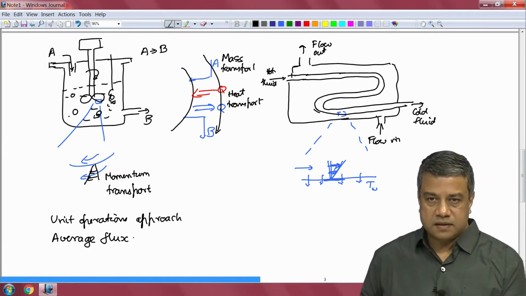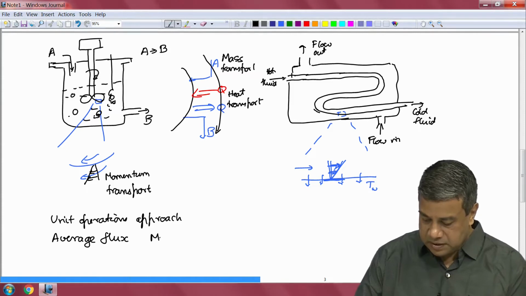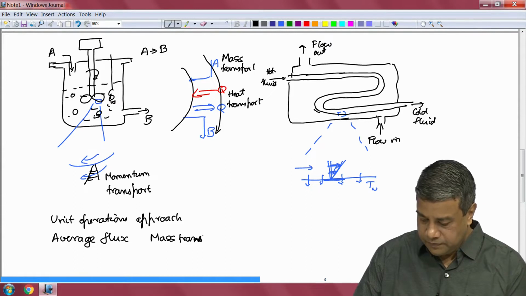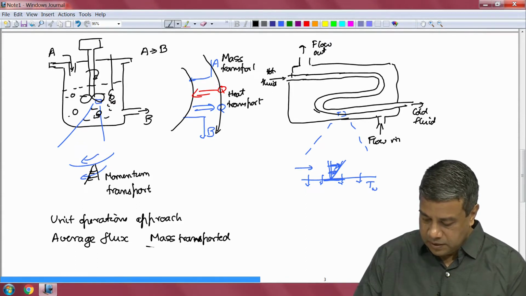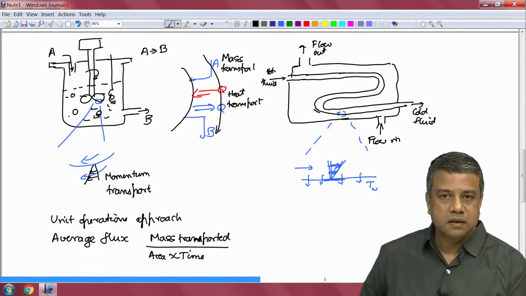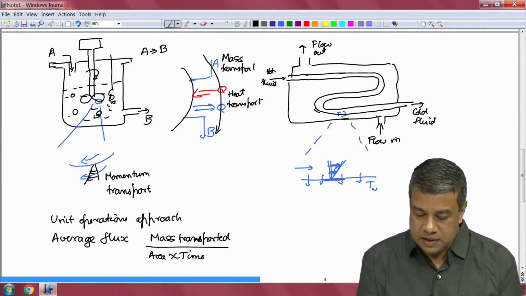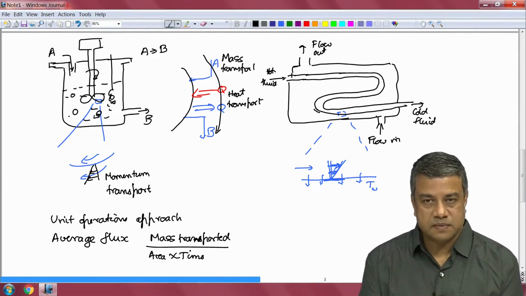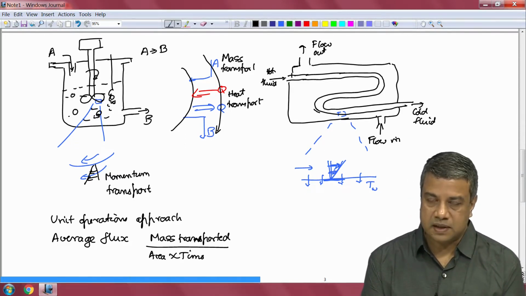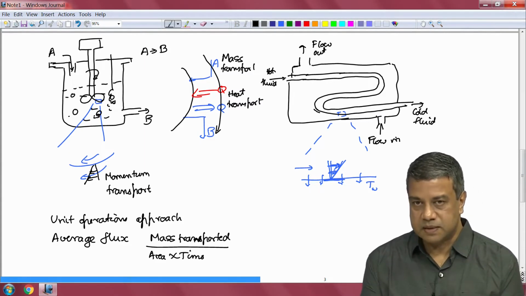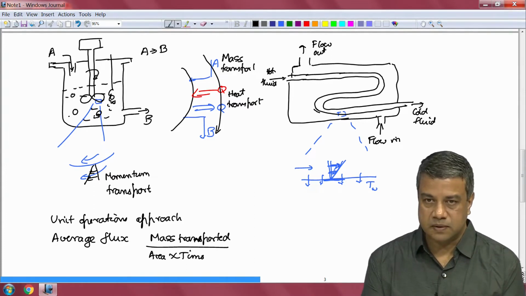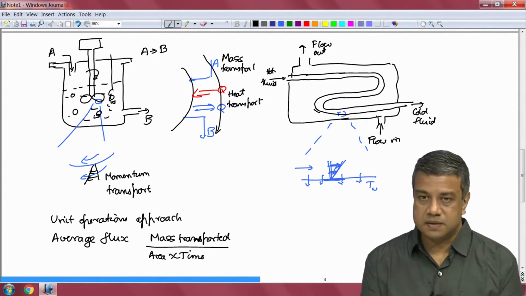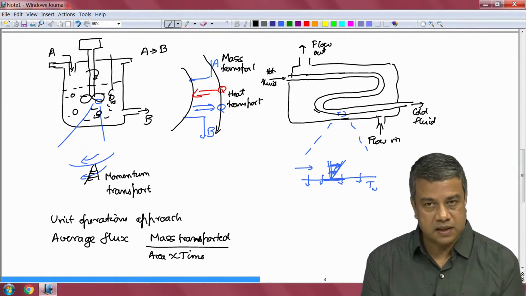Okay. Flux of mass, for example, is mass transported per unit area per unit time. Okay. What we desire actually is to know how much mass has been transported per unit time, right. So, we want to know how much A has been converted per unit time, how much B has been produced per unit time in the reactor, for example, or how much heat energy has been transferred per unit time in the case of a heat exchanger, for example.